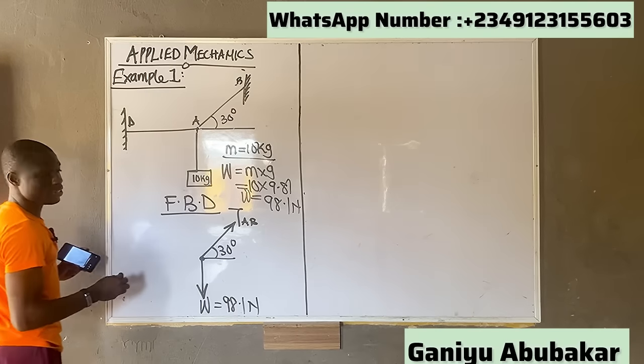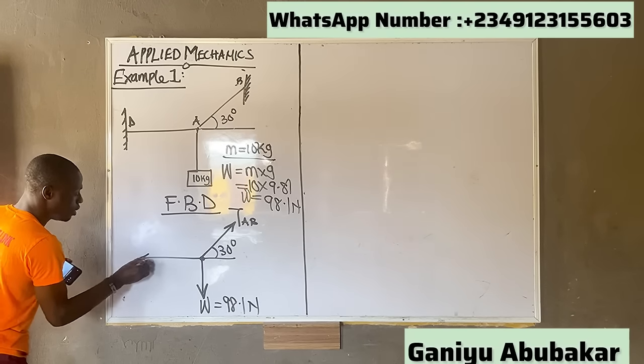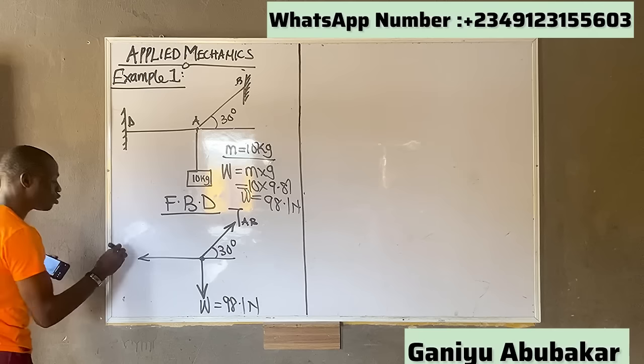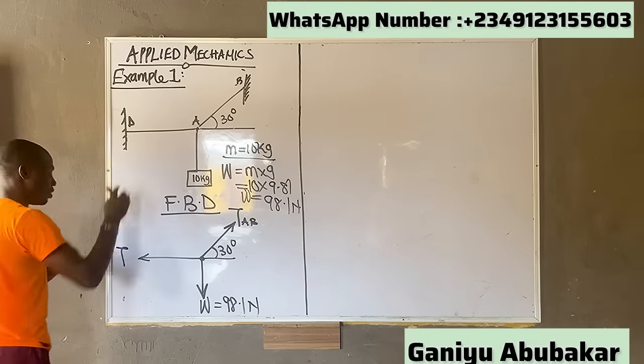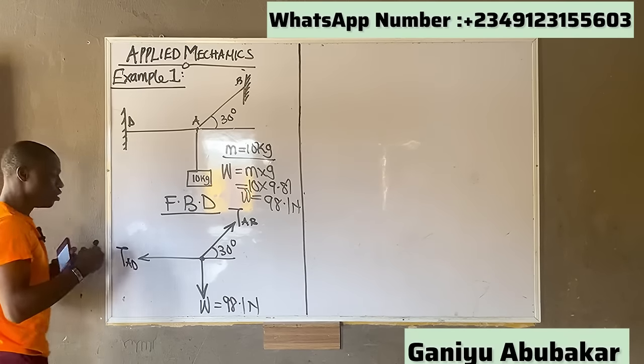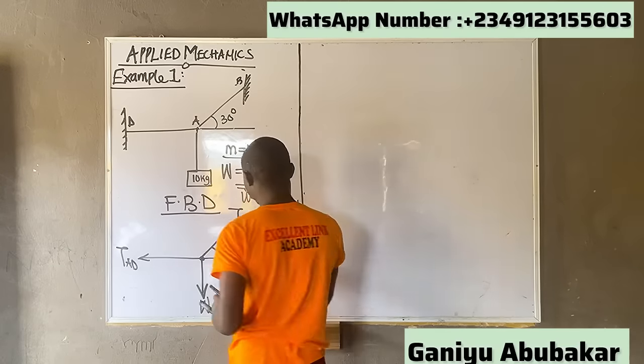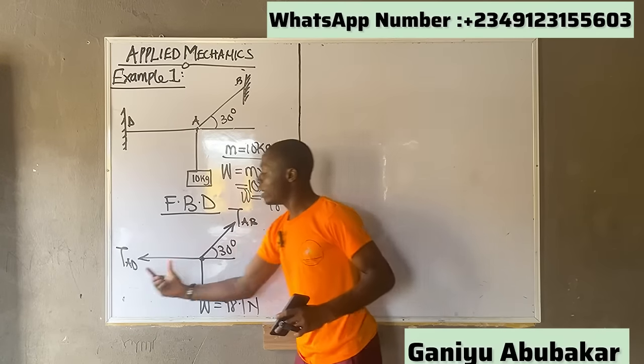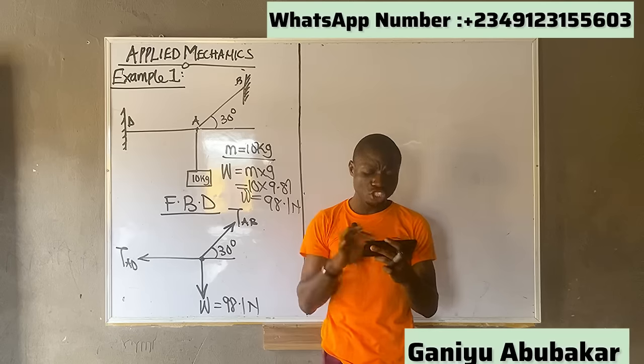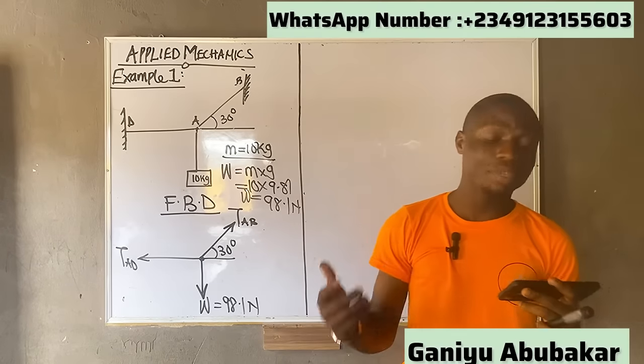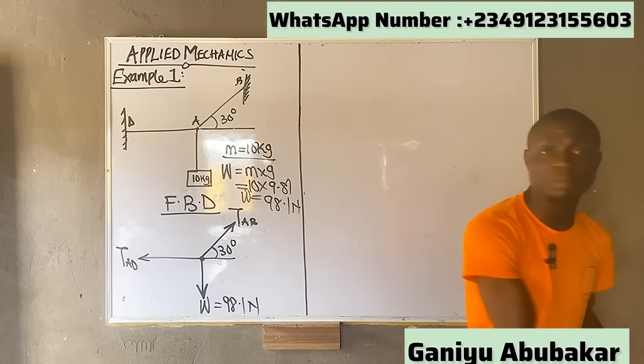Of course, at this point here, if I draw this line, it signifies the tension at AD. So we are asked to find TAB and TAD. We have to find the tension at chord AB and AD. So let's get this done, please.